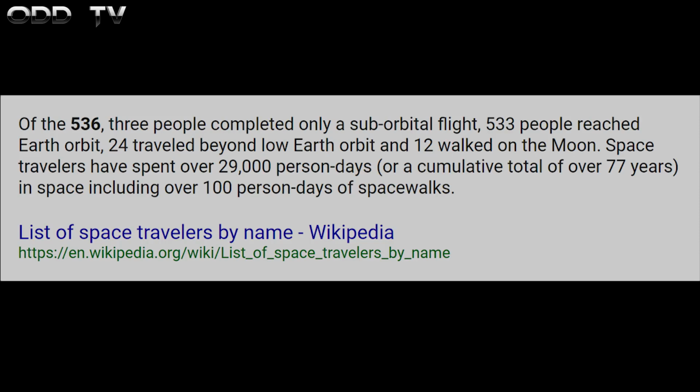See, can't go past low Earth orbit. That equals can't get past the barrier, also known as the dome or the firmament. If you look up how many people have been to space, here's what you get. Of the 536, 3 people completed only a suborbital flight. 533 people reached Earth orbit, 24 travelled beyond low Earth orbit, and 12 walked on the moon. So it seems the Apollo mission was the only one to ever get to deep space.